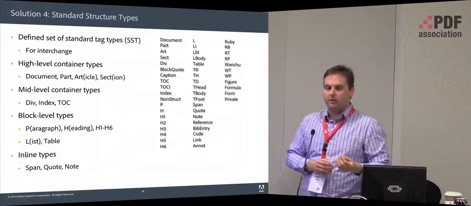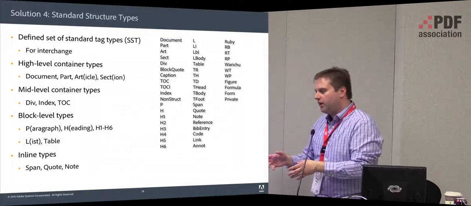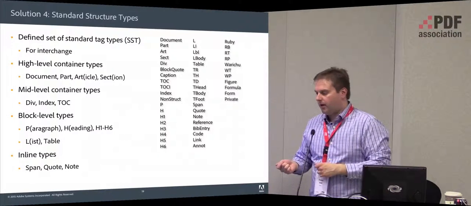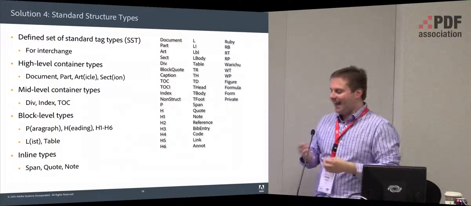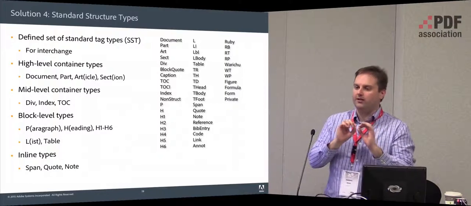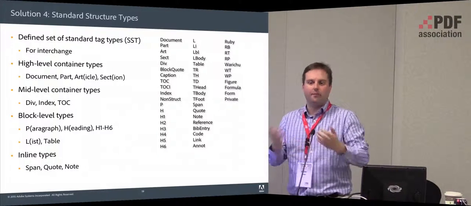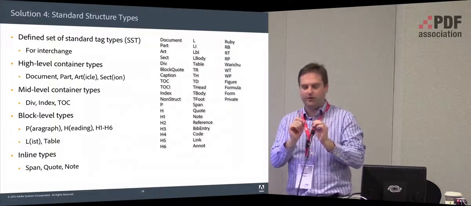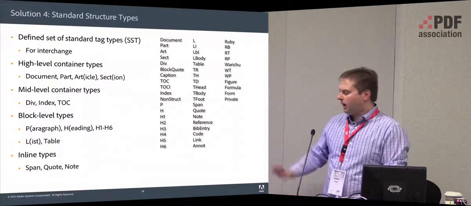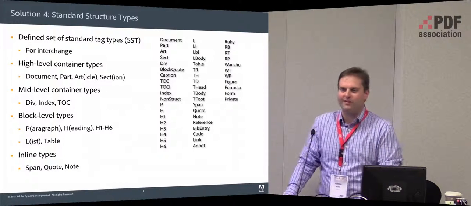So you can talk about documents, parts of documents, articles and sections within documents. You can talk about divisions and indexes and tables of content. At the lower level, you've got paragraphs and headings and lists and tables. And when you get down to low-level content, you have things like spans and quotes and notes that actually could occur inline in a paragraph if you want to demarcate an individual sequence. I'll show you in a minute how this can be useful. I'm not going to describe all of the tags here. If you want to know more about these, they're all documented in the specification.